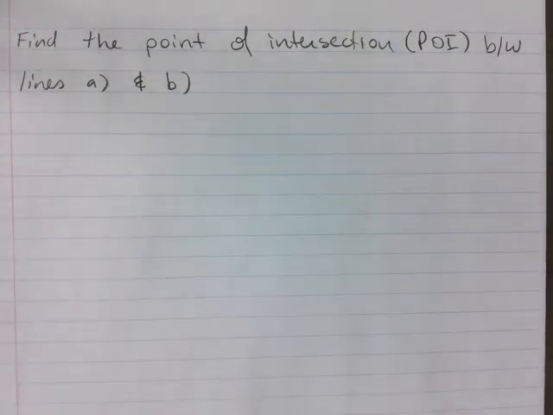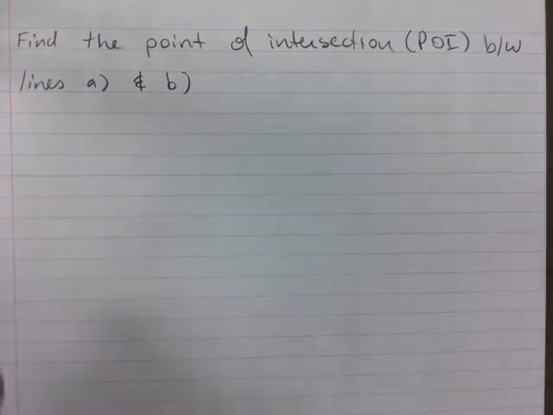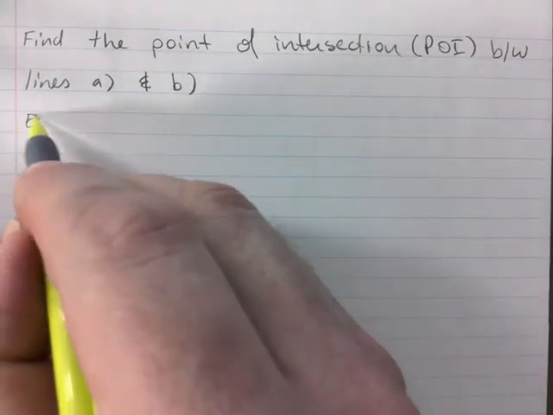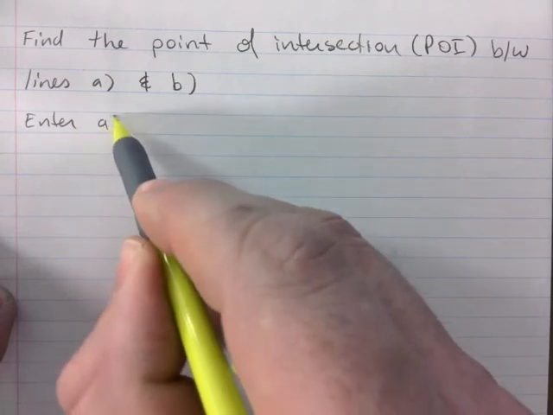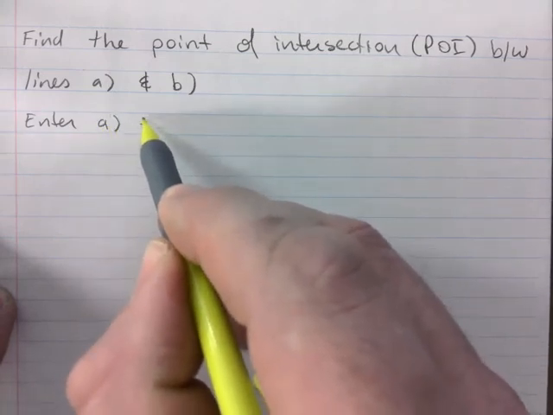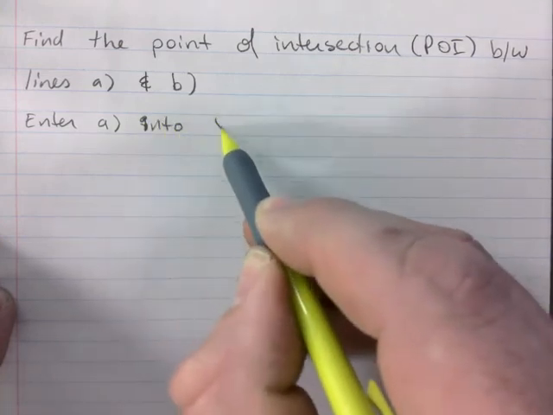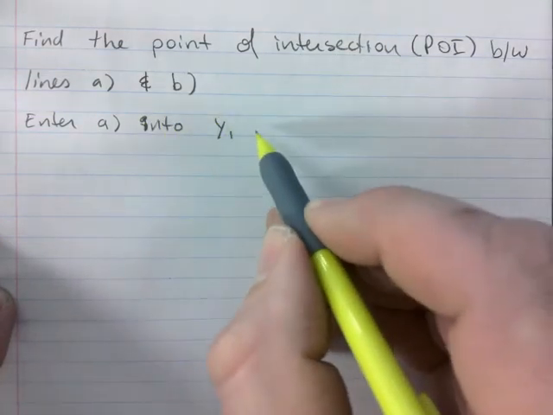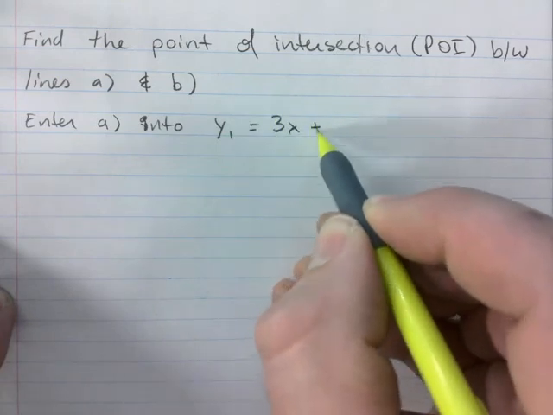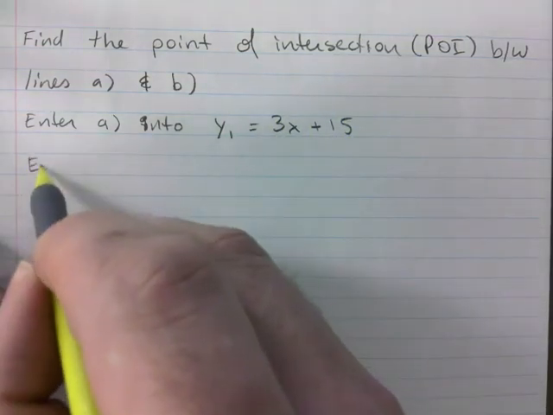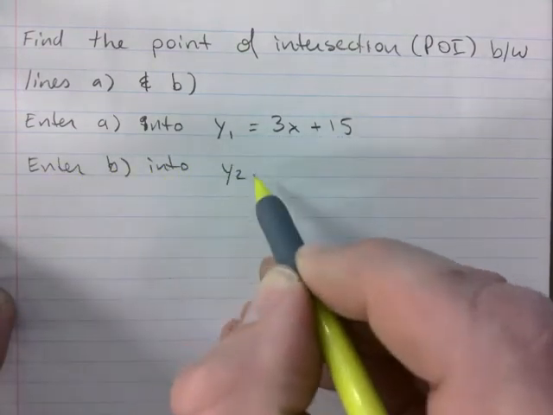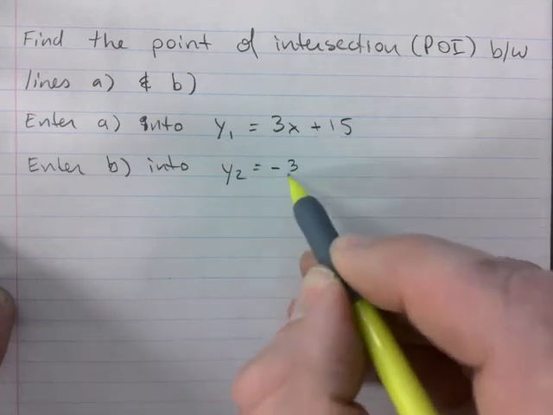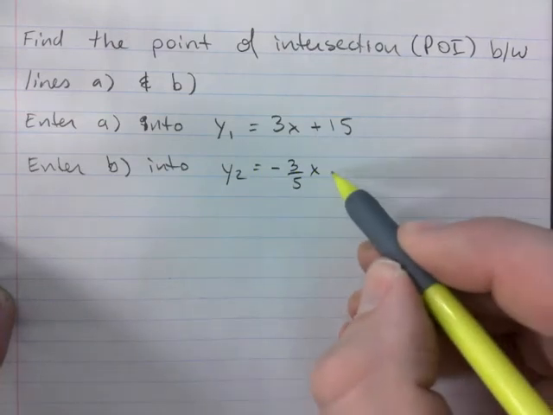You want to do elimination or substitution? Which one do you prefer? Neither, right? We're not going to use either one of those. Some of you might have liked it, but we're not worrying. So enter A into y1, right? So we're going to go 3x plus 15. We've already rewritten it. Enter B into y2, and that's negative 3 over 5 x minus 20.